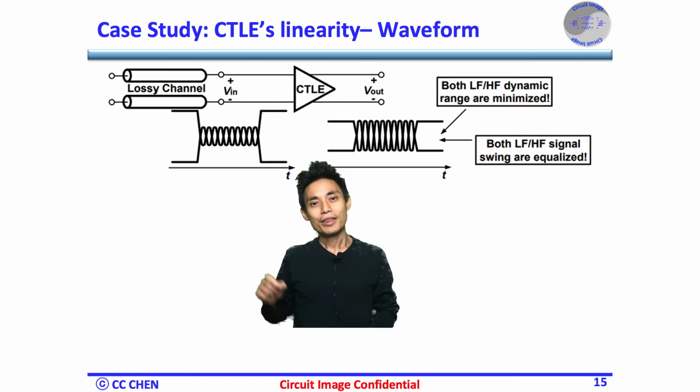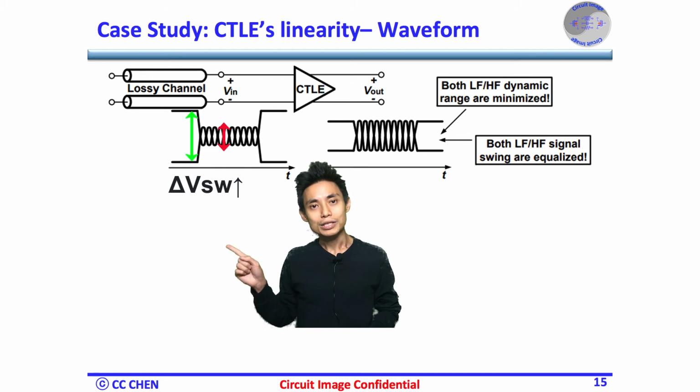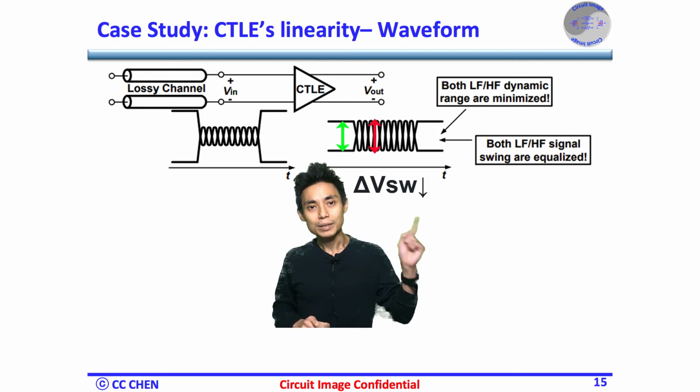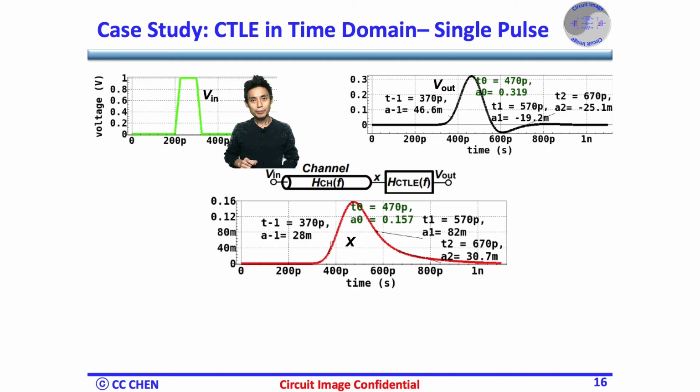In summary, the CTLE's linearity can be improved by reducing the dynamic range of the minima and maxima swing. As you can see, the original swing range is huge between different bit stream patterns, but the swing's dynamic range can be reduced by the CTLE. Then the CTLE's linearity would be improved further when both low frequency and high frequency swings are equalized and minimized.